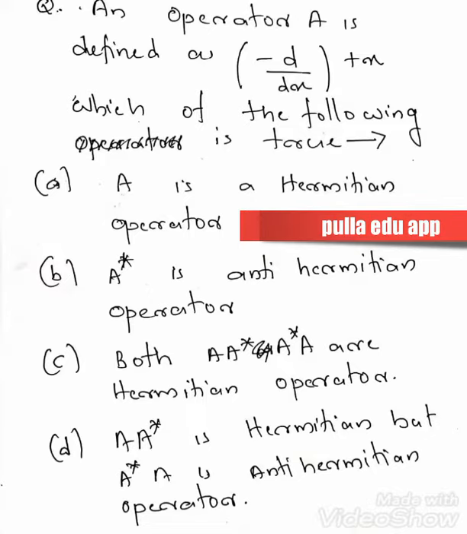Statement B: A star is an anti-Hermitian operator. Statement C: both A star and A star A are Hermitian operators. Statement D: A star is Hermitian but A star A is an anti-Hermitian operator.